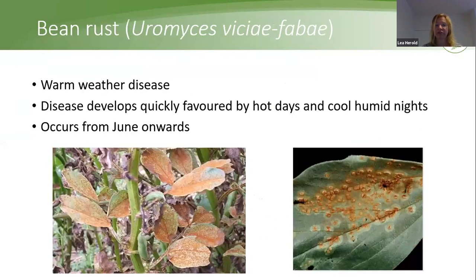Another disease is bean rust, caused by Uromyces viciae-fabae. This is a later disease, a warm weather disease that normally occurs from June onwards. And the disease can develop very quickly if we have hot days and cool, humid nights. From the first pustule showing on the leaf to a complete coverage of the plant can happen within just a few days. Because we had quite hot Junes over the last few years, rust was probably the dominant disease in field beans.